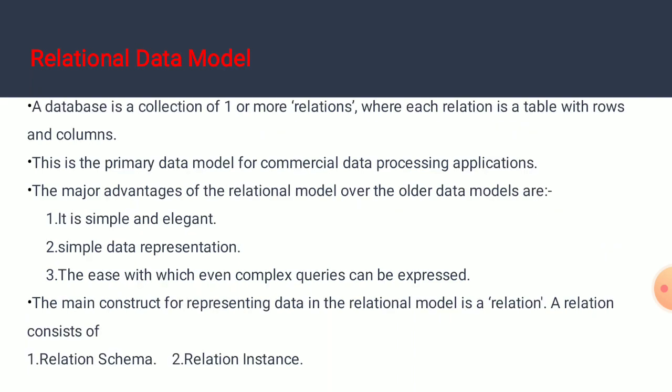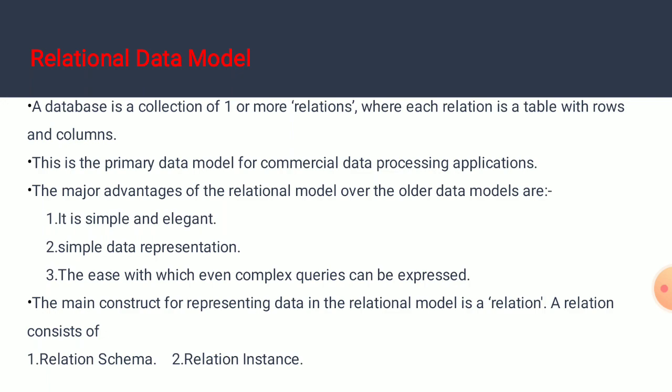Now, the relational data model is a collection of one or more relations where each relation is a table with rows and columns. This is the primary data model for commercial data processing applications. Means the maximum data representation or data models use this model for representing our information. The major advantage of relational model over the older data models is that it is simple and elegant, a simple data representation, and the ease with which even complex queries can be expressed.